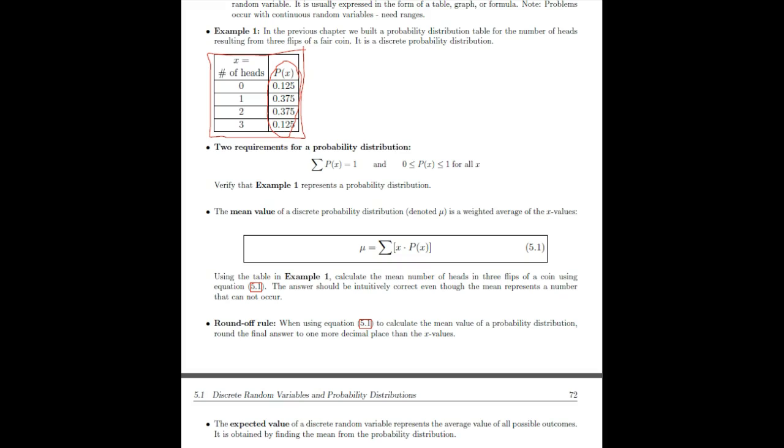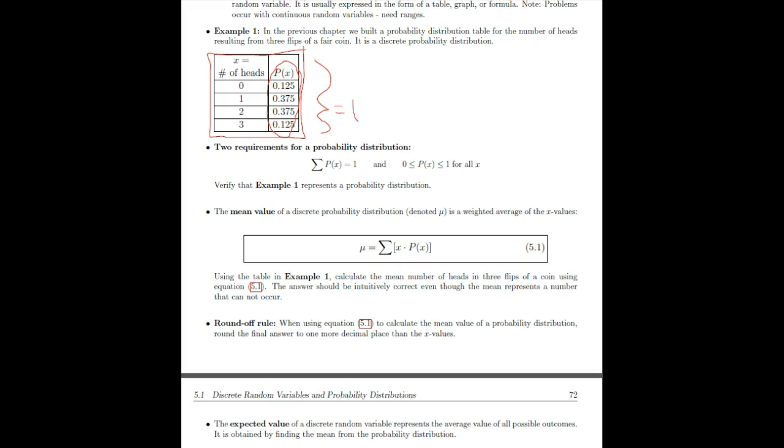Right here it says verify that example 1 represents a probability distribution. So you can see, do these 4 probabilities all add up to 1? Well, you can take out your calculator and check that yourself, and you'll find that indeed they all add up to 1. And are all of these probabilities between 0 and 1? Yeah, sure they are. So that means we do have a valid probability distribution here.